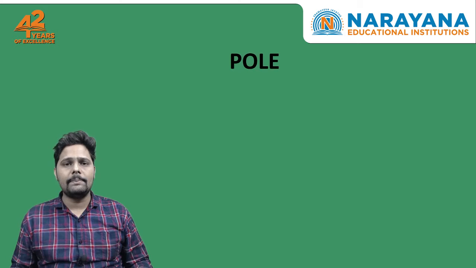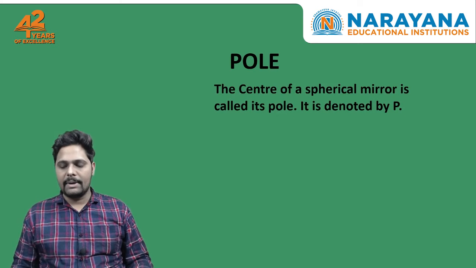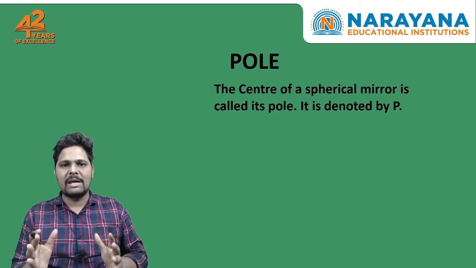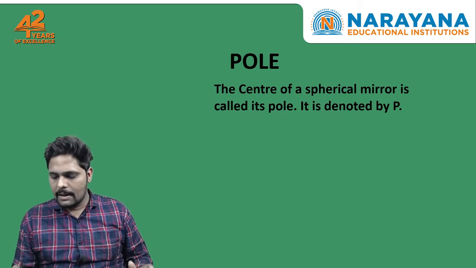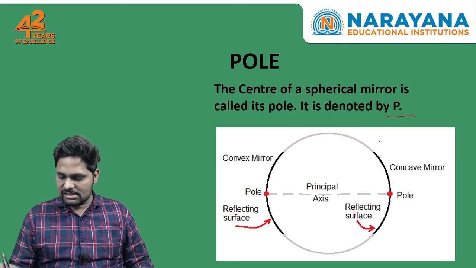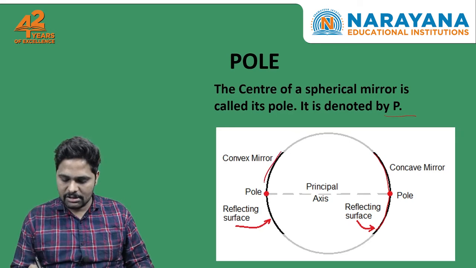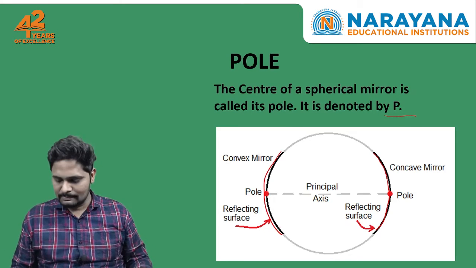So what is meant by the pole of a spherical mirror? The center of a spherical mirror is called its pole. Exactly, the center of the spherical mirror is called its pole and it is denoted by the letter P. Let us see the pole representation. If this is one side, you can assume a concave mirror, and the other side a convex mirror, so both the mirrors in a single frame.